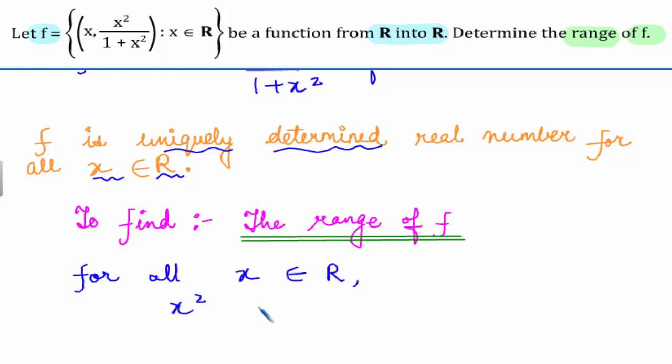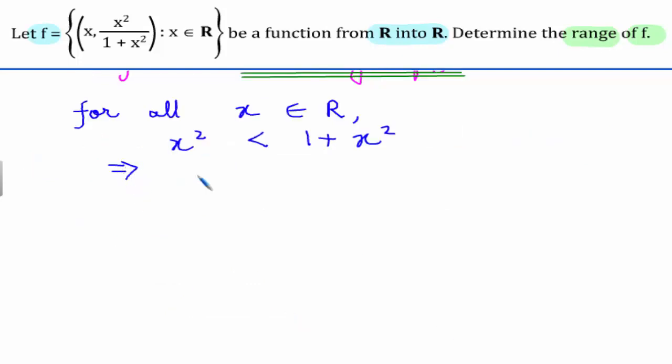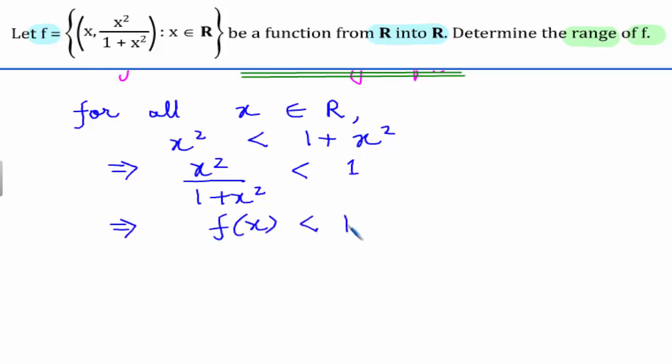x square will be less than 1 plus x square. This implies x square by 1 plus x square is less than 1, which further implies that f of x is less than 1, because x square by 1 plus x square is nothing but f of x. Let us name this as 1.